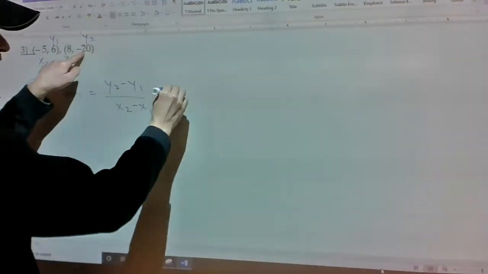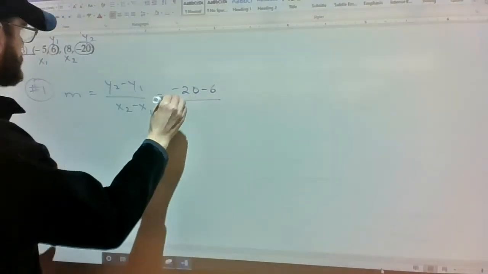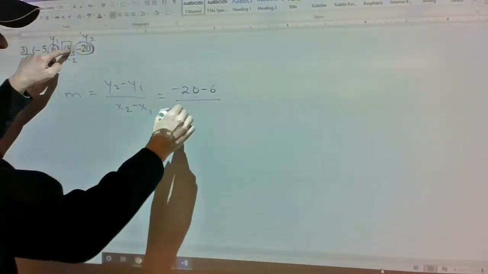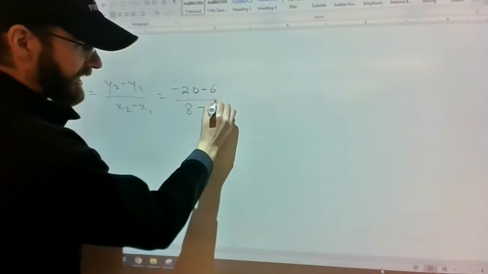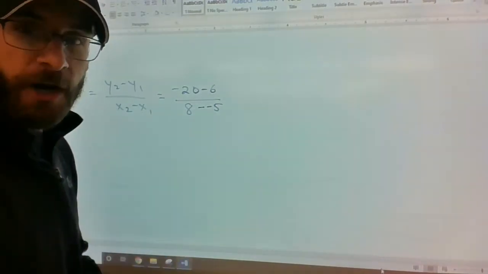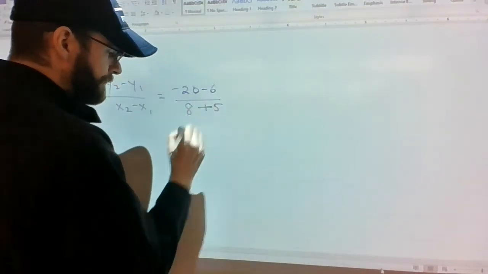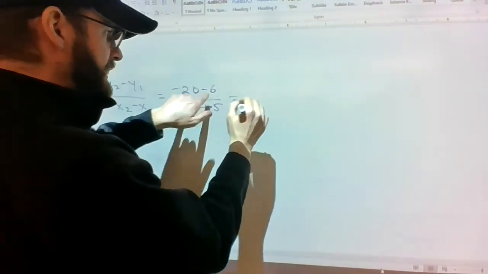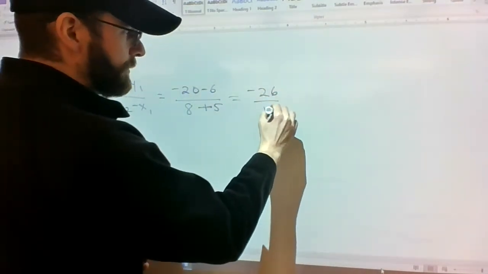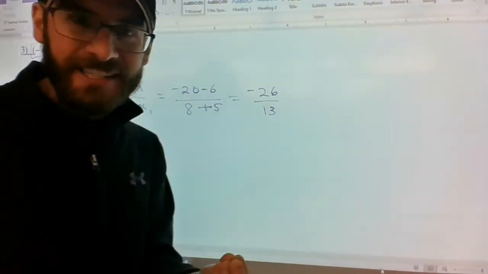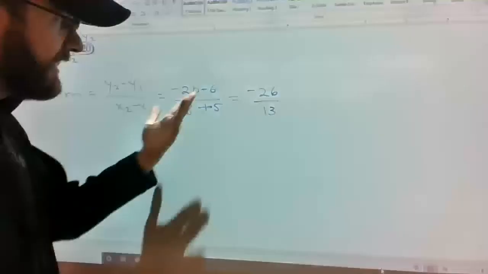The y2 is negative 20. It pairs with 6, so it's negative 20 minus 6. The x's are going to be 8 minus negative 5. So 8 minus negative 5. Make sure you put both negatives in there because it will make a difference. Minus and negative means add the two. So this will be same sign add, and then same sign add again. So it's going to be negative 26 over 13. Reduce it. 13 goes into negative 26 exactly twice, and it's going to be a negative here.